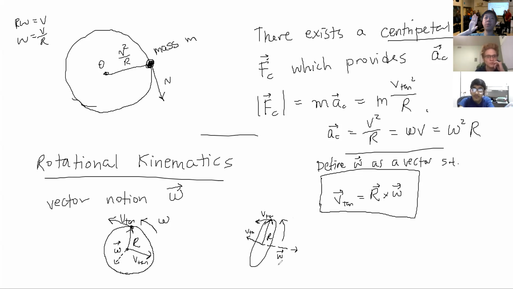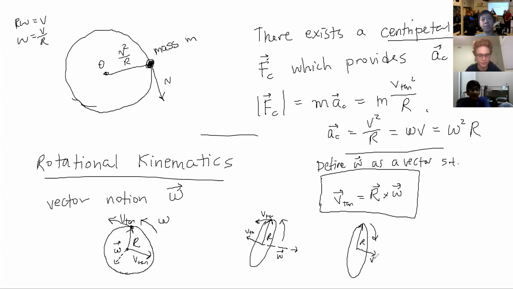Because if you use the right hand rule, then R goes up, omega goes to the right, and then V10 is going to go that way, right? And then similarly, you draw the wheel from the side, if it goes this way, then this is R, V10 goes this way, right? And then R cross omega is equal to V. So then omega is going to go this way. Okay, so R cross omega is equal to V10.